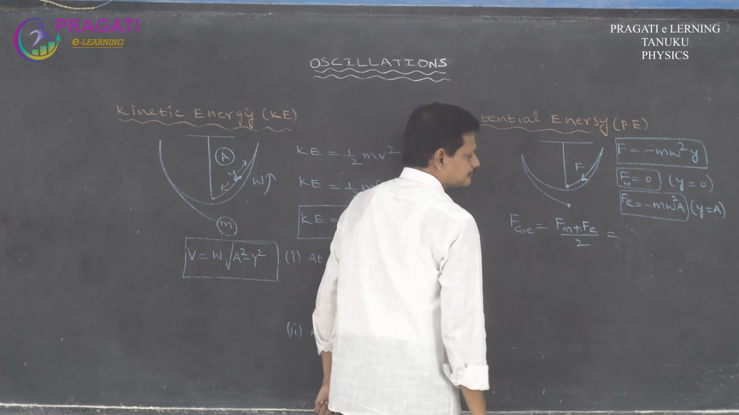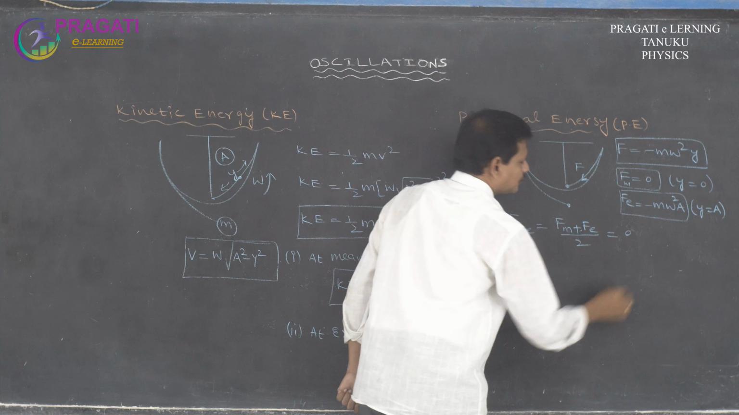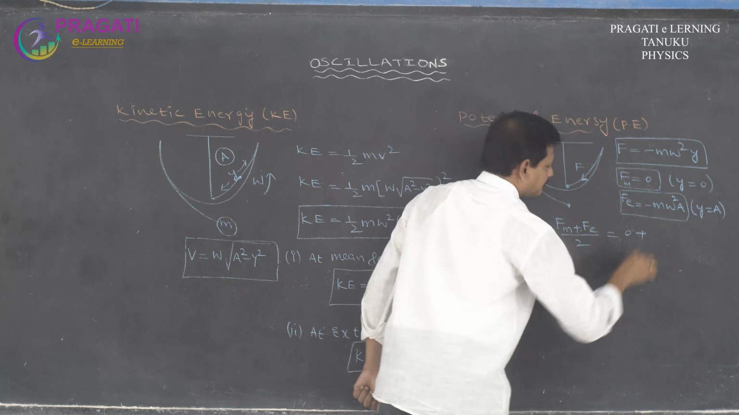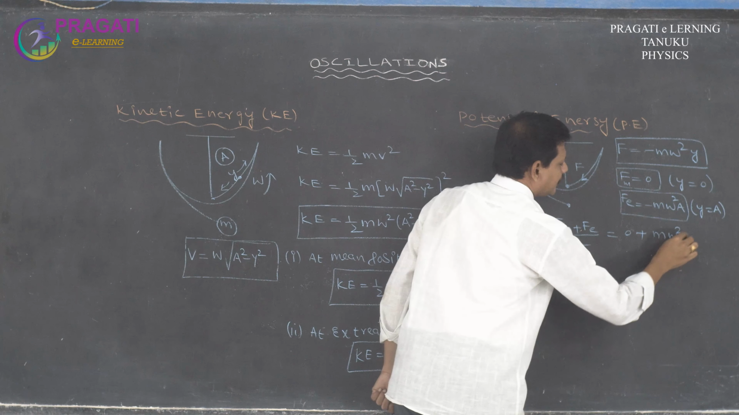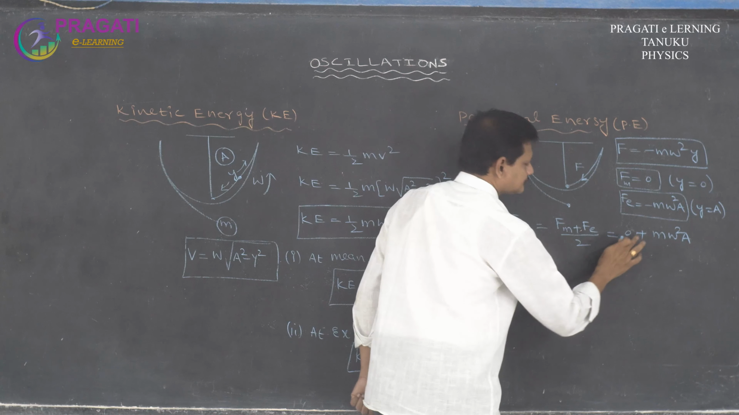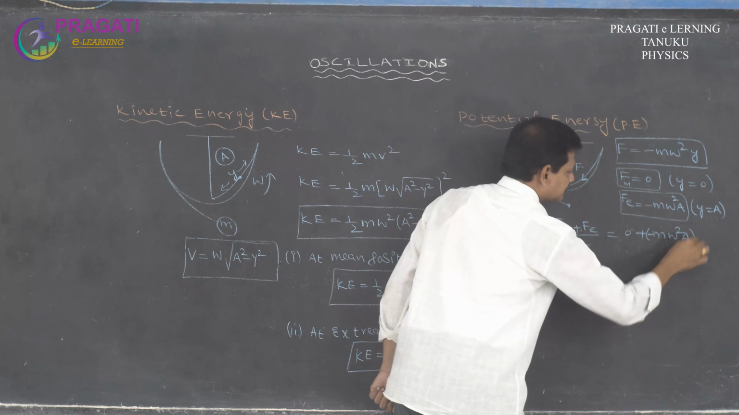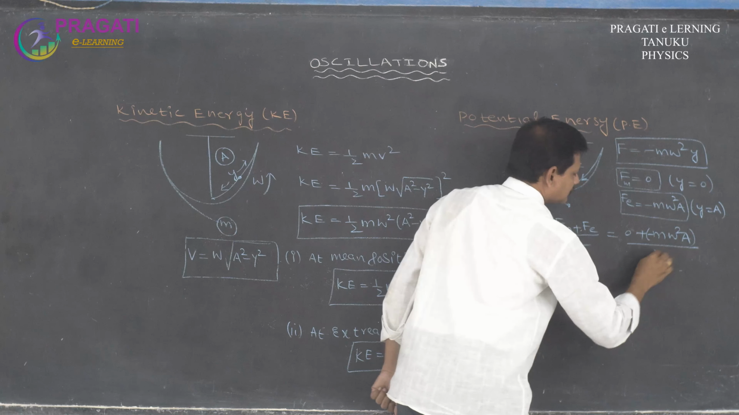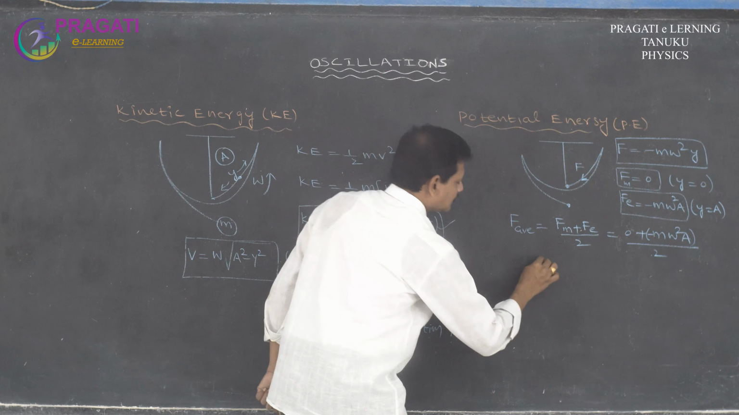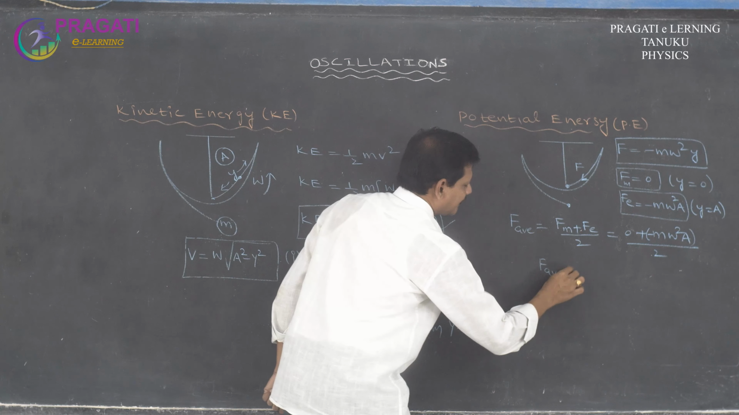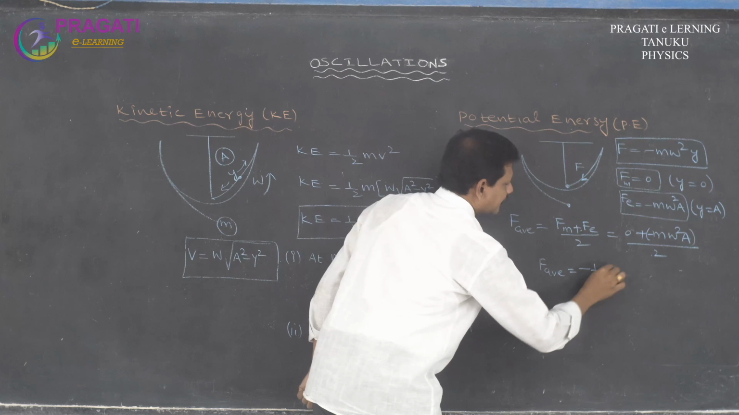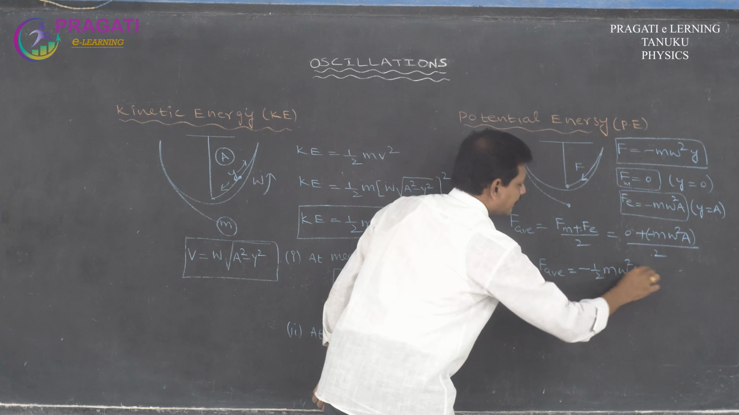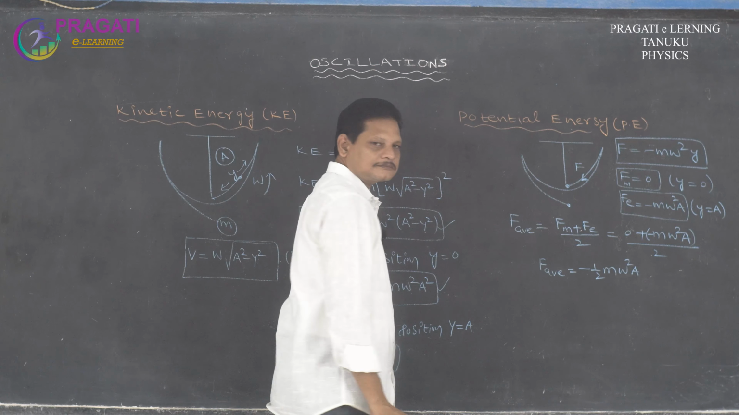F at mean position plus F at extreme position by 2, that is equal to 0 plus m omega square a, minus by 2. So F average is equal to minus m omega square a.